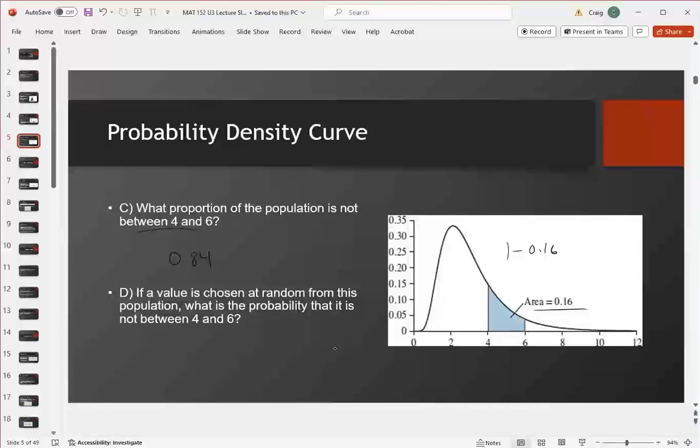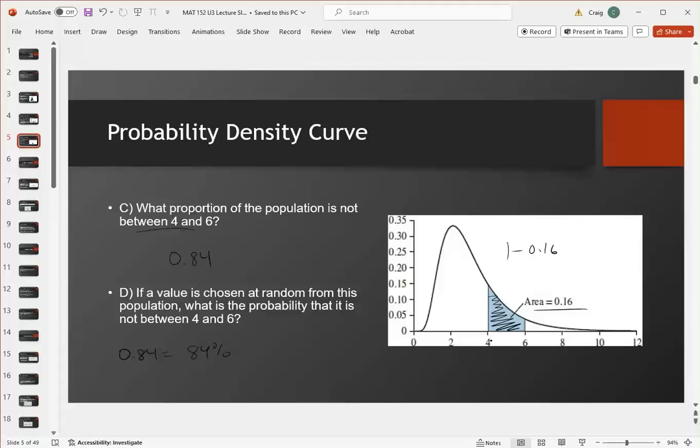What's the probability that it's not between 4 and 6? Well, it's the same thing, 84% or 0.84. And so the area in this case is equal to the probability of finding a value in that region. And now we can use this when we deal with variables that we can measure.